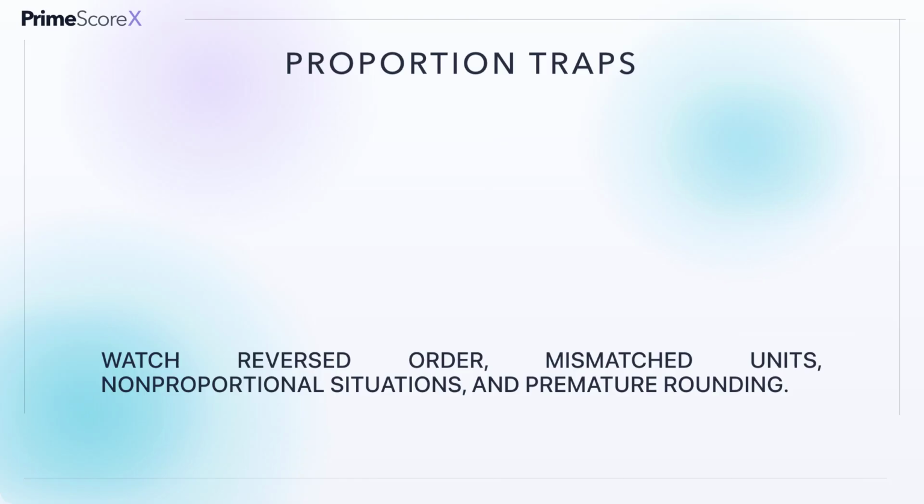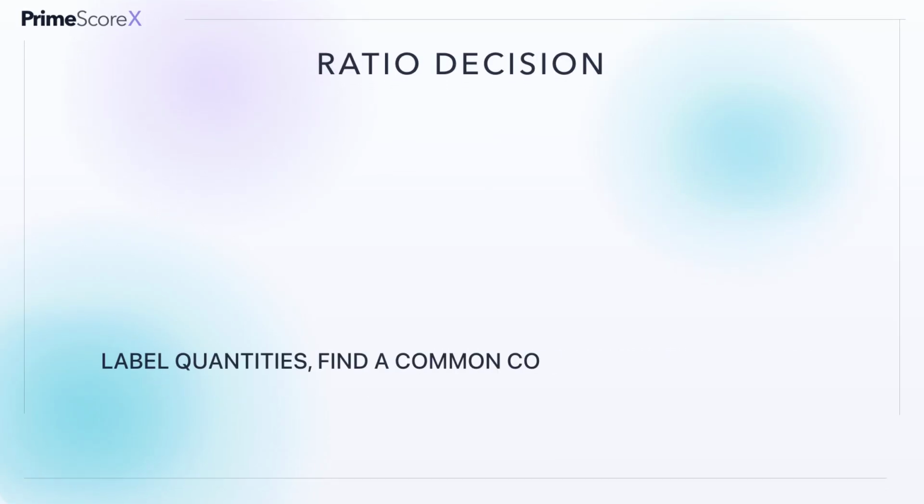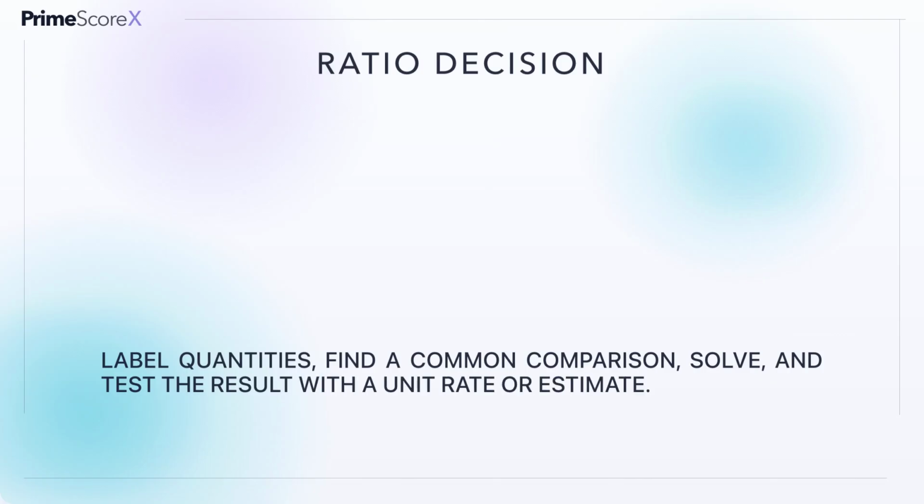A proportion only works when the relationship remains constant. A taxi fare with a starting fee is not purely proportional to distance. Convert units before comparing. Keep numerator rules consistent. Avoid rounding early when several steps follow, because small errors can grow. Finally, substitute the answer back into the relationship and check whether both ratios are approximately equal.